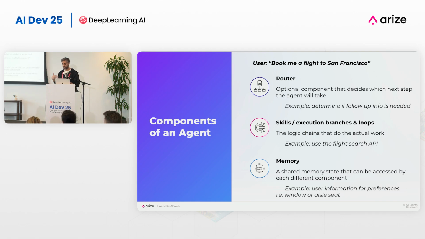Next up, we have skills, or execution and branches. That's the logic chain, which is basically, do I need to call a specific API or construct an API call in some way? And then there's the memory state, which is the actual data that's being put into the system itself. So it's like, do I need specific information from the user that I might already have stored upstream in my conversation somewhere else in the history?